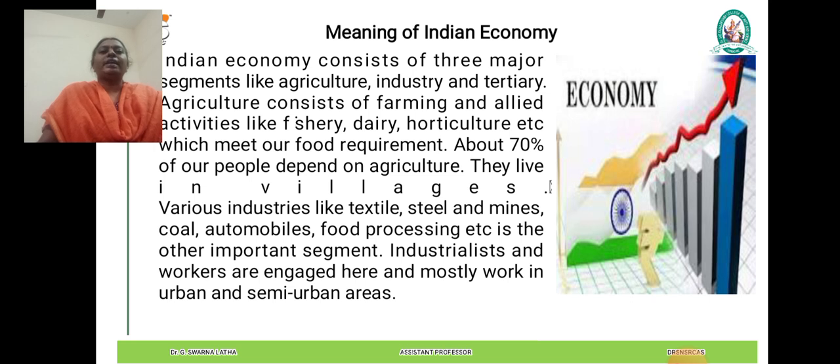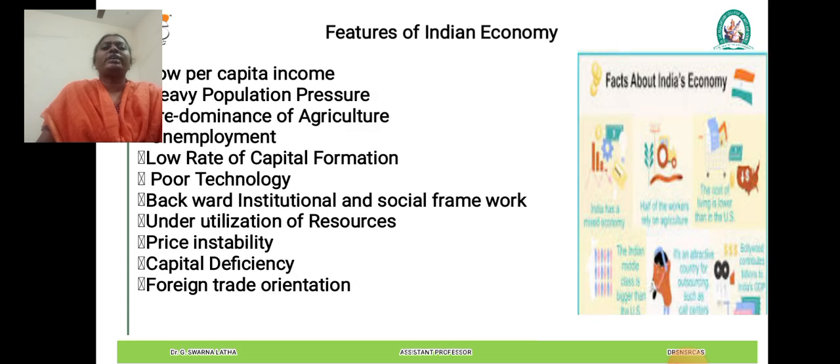They live in villages. Various industries like textile, steel and mines, coal, automobiles, and food processing are the other important segment. Industrialists and workers are engaged here and mostly work in urban and semi-urban areas. Now we can see the features of Indian economy.